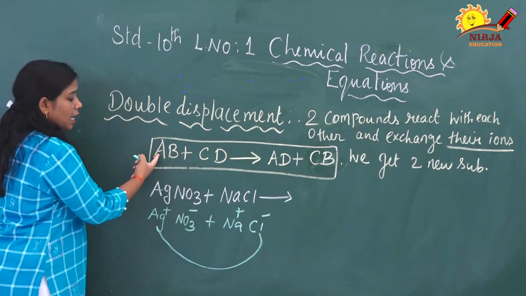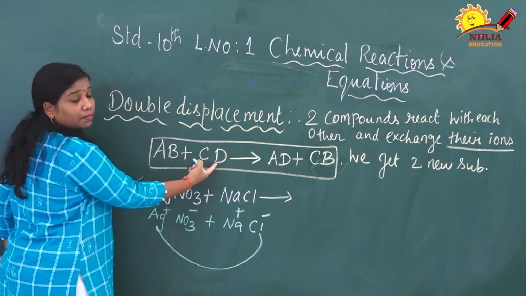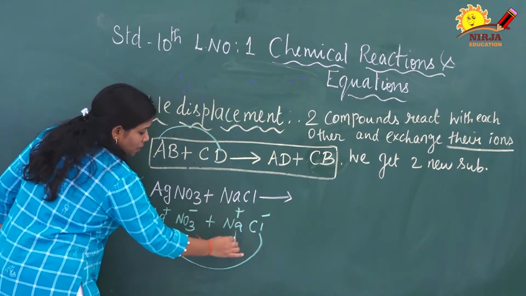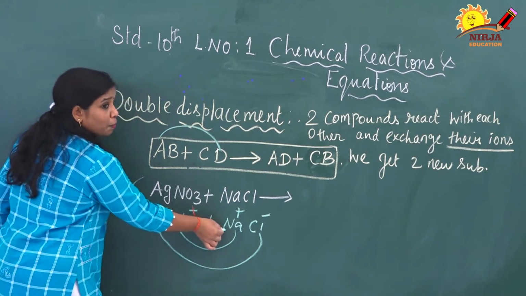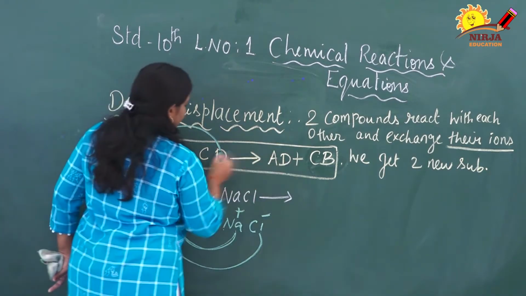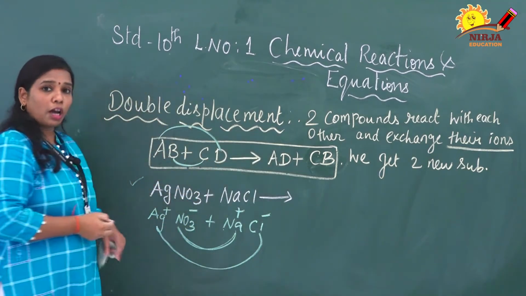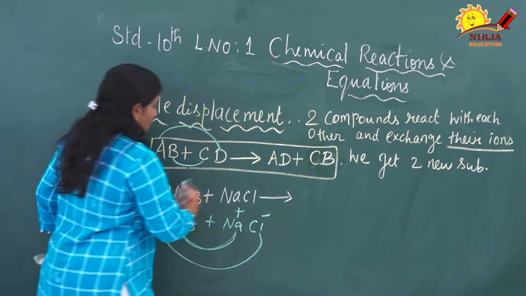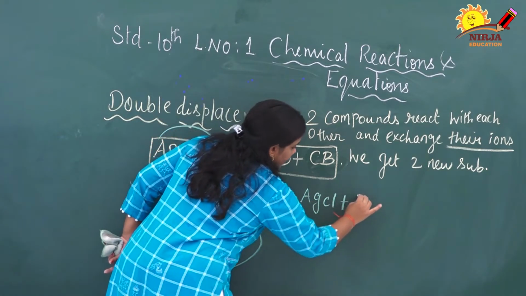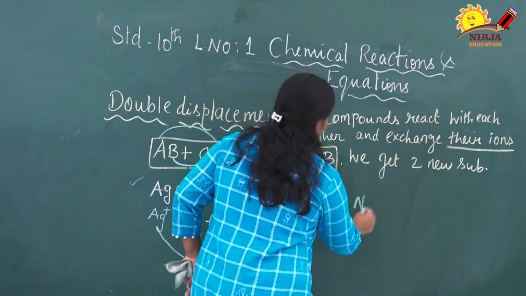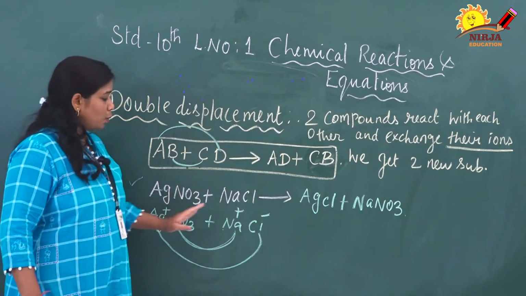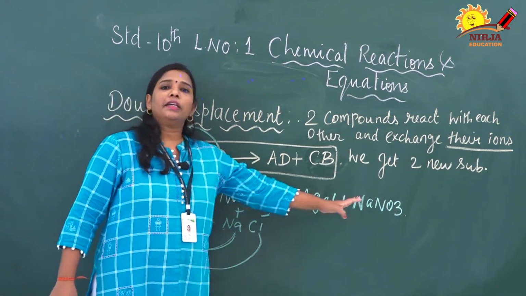So, that I mentioned, A combined with D. In the same way, sodium is combined with the other part. Always the positive will be first. So, sodium is combined with C, that is the reason I am writing C and B. I hope you have understood. So, the product of this reaction is AgCl plus NaNO3. AgNO3 reacts with NaCl, it produces AgCl and NaNO3.